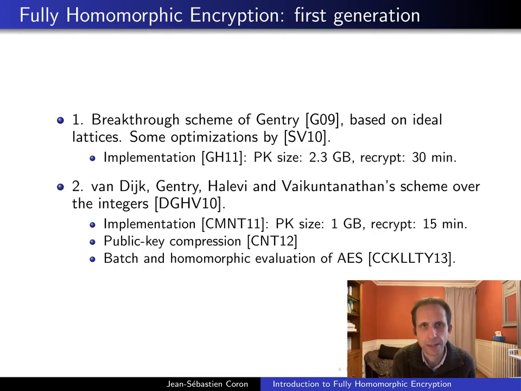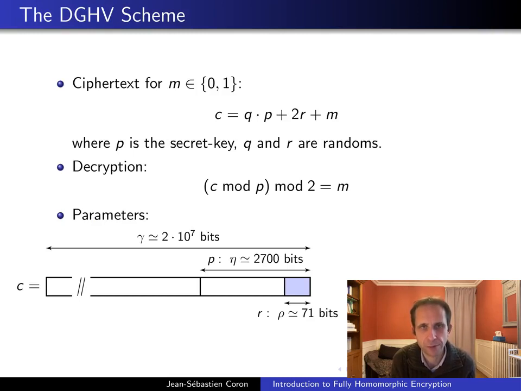So how does it work? We start with a message m, which is a single bit. So we encrypt a single bit. And the encryption of m is simply a ciphertext c, computed using p, the private key, which is constant, and q and r, which are random. We compute c equals q times p plus 2r plus m. And r is a random value which is smaller than p, and then we add the message m. So q is quite big, and r is relatively small, smaller than the prime p.